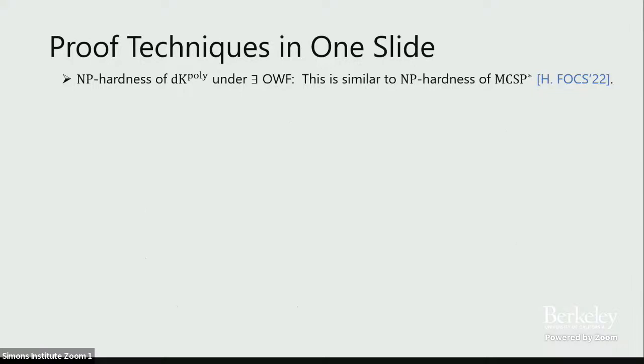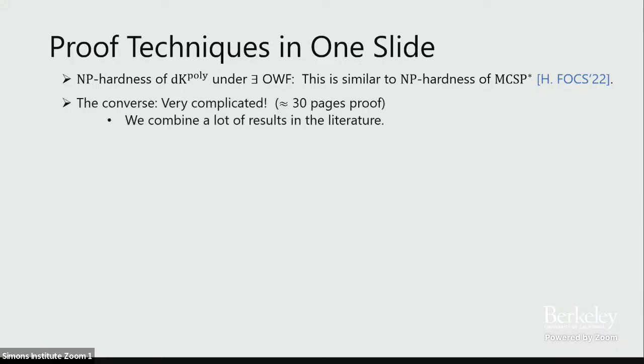So I don't have time to explain proof techniques, but the current proof is very complicated. But one direction, namely NP-hardness of distributional complexity, assuming the existence of a one-way function, isn't so difficult. And this is similar to NP-hardness of proving partial MCSP. The other direction is very complicated, and we need to combine a lot of results. But the high-level idea isn't so complicated.